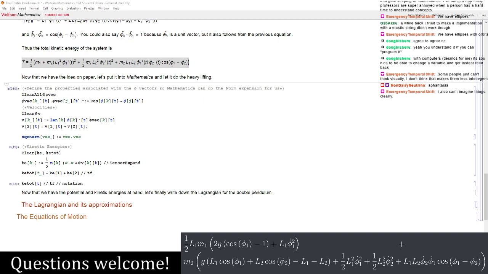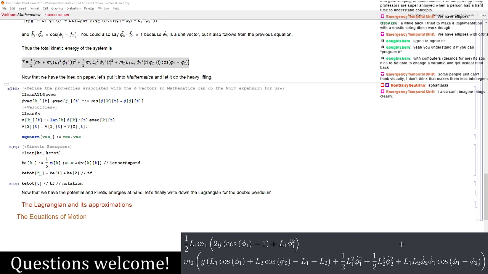Right, so emergency, we have ellipses, I think referring to the planets. I forget how that might fit into that context, or in the context of that discussion. Okay, so let's see, GZB. A while back I tried to make an implementation with an elastic string. Didn't work though. Right, so like swinging something around on a stretchy thing. Yeah, that would be interesting to see some experimental data. So Doe agrees with me. And Doe says, yeah, you understand it if you can quote unquote program it. Right.